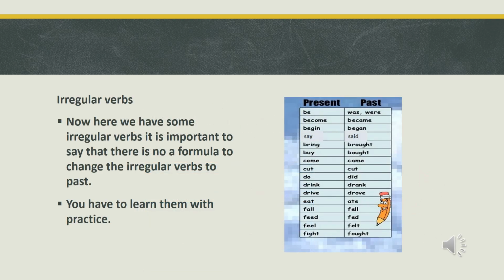Now, here we have some irregular verbs. It is important to say that there is no formula to change the irregular verbs to past. You have to learn them with practice. For examples: be, was, were, become, became, begin, began, say, said, bring, brought, buy, bought, come, came, cut, cut, do, did, drink, drank, drive, drove, eat, ate, fall, fell, feed, fed, feel, felt, fight, fought.